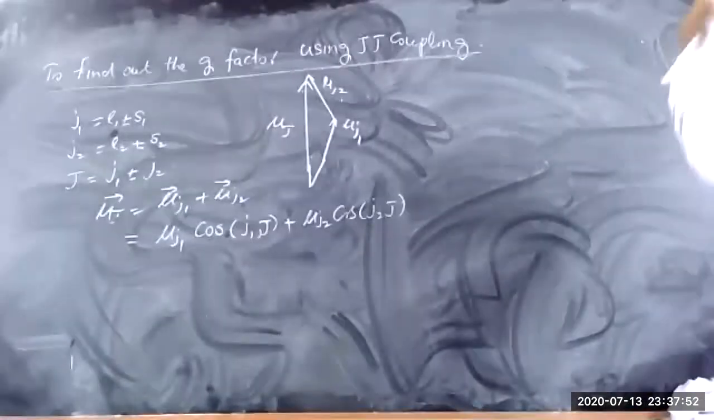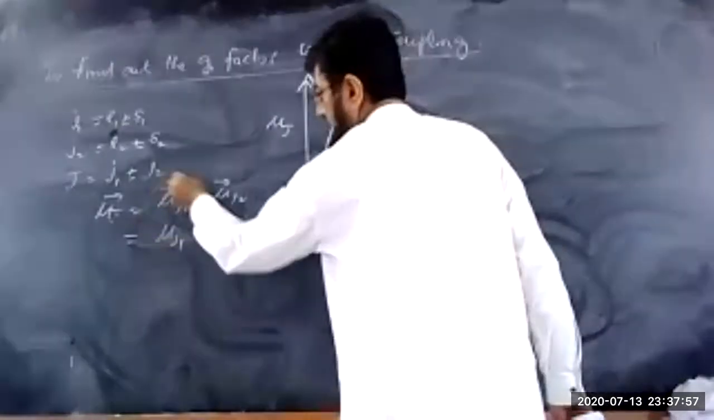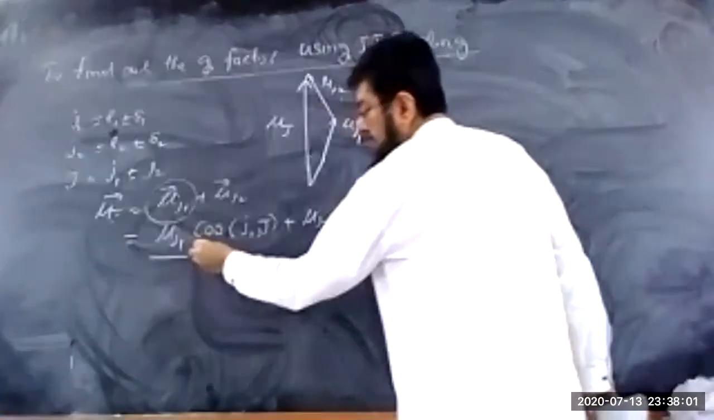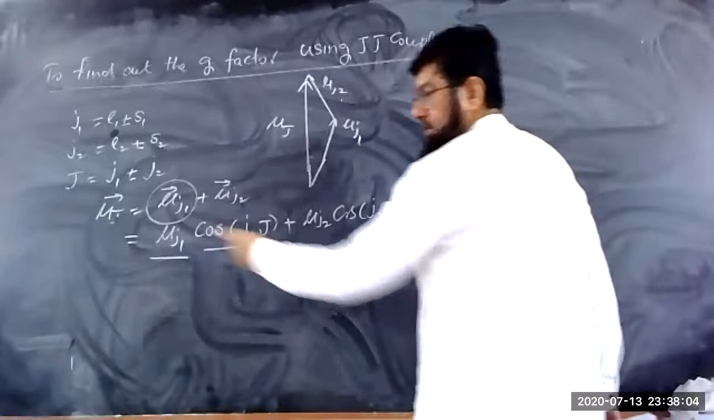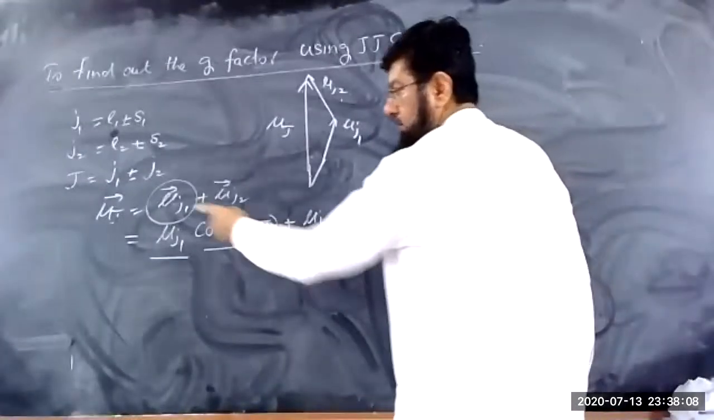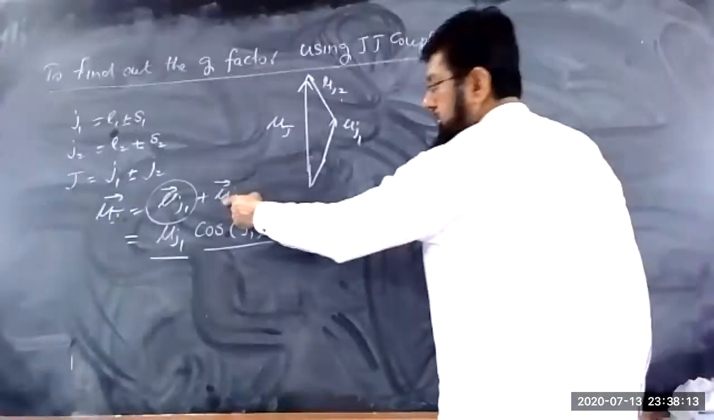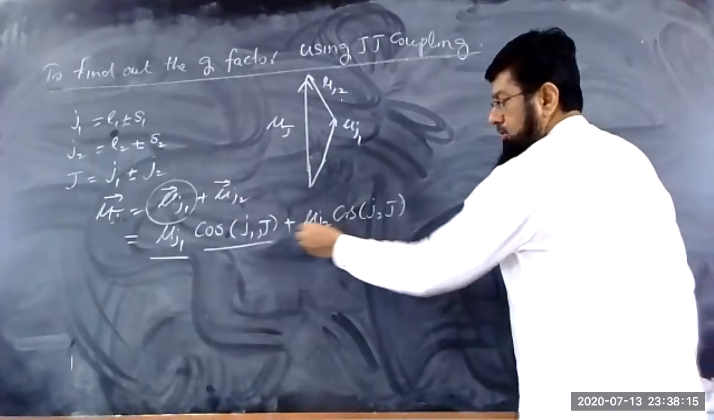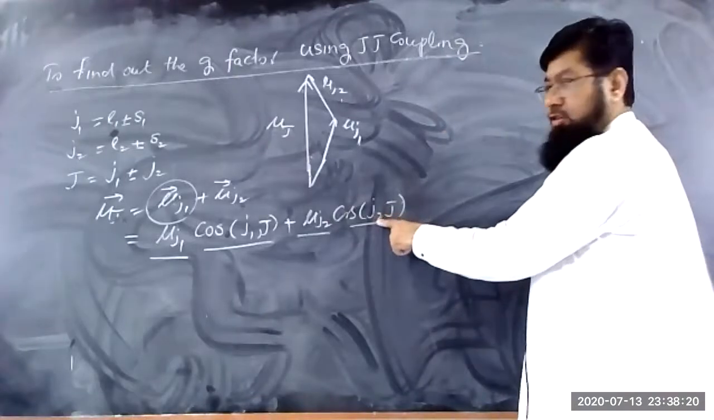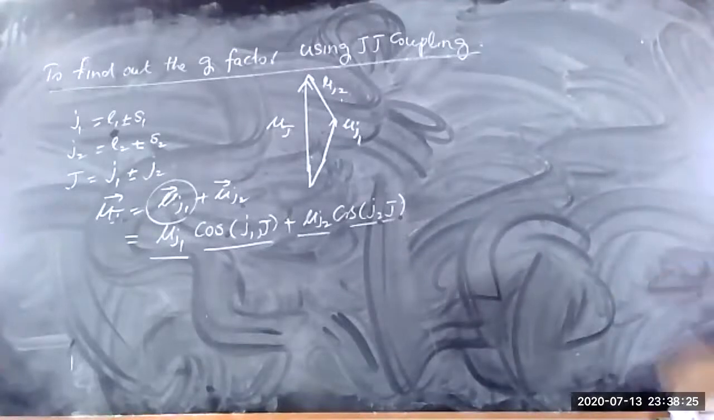So now this mu j is a vector quantity which can be written as a magnitude and direction. This is the magnitude of this vector and this is the direction. This is the angle between j1 and j. Similarly, this mu j2 is the magnitude of the vector and the direction. Direction is the angle between j2 and j. So now we have to solve this equation.